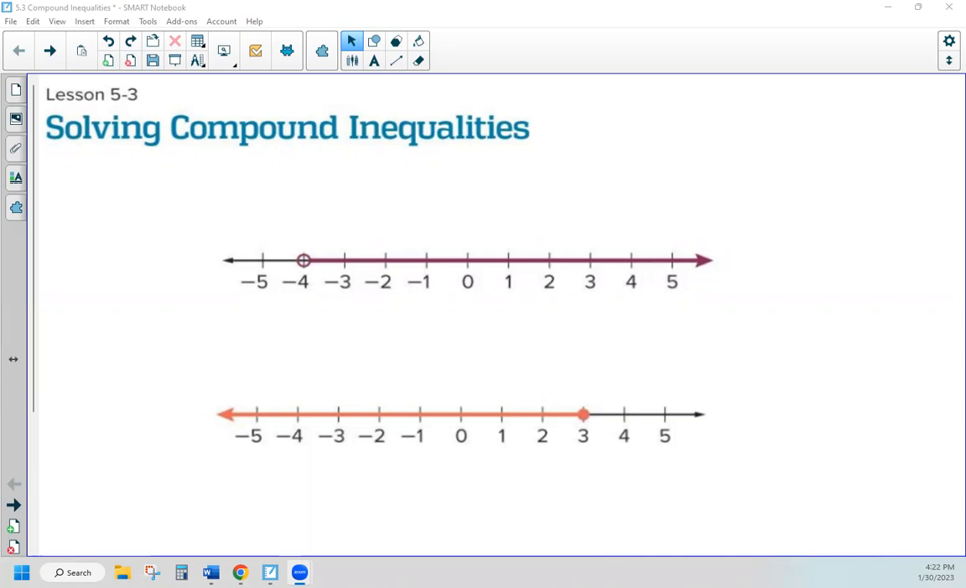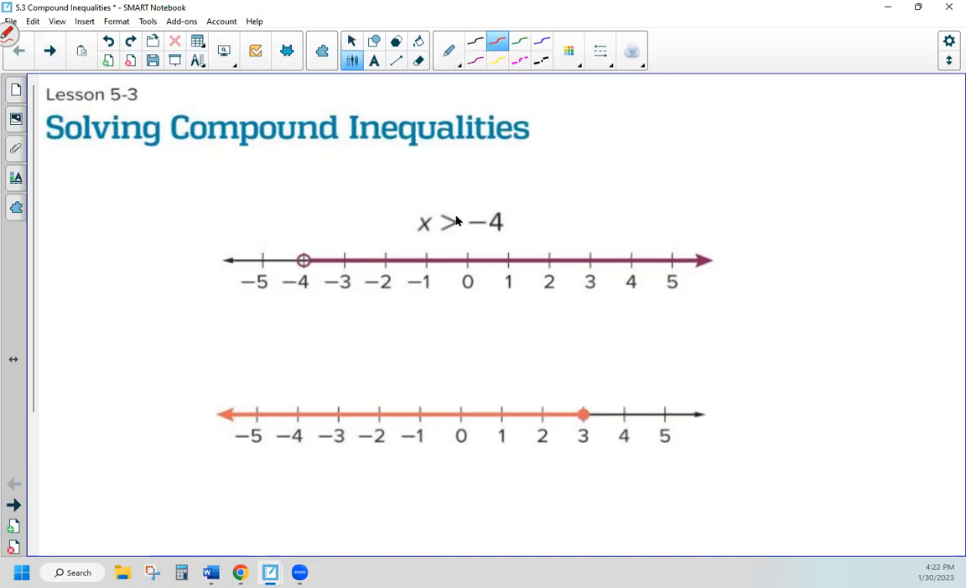The first graph is an open circle on the number -4, and the shaded area is going to the right side, where all the numbers that are greater than -4 are located. So the way that we would write this would be like this: x, or any variable, are my solutions because they are greater than -4.